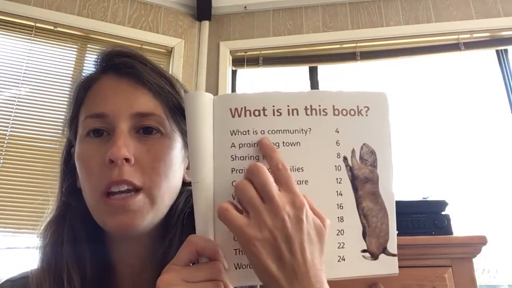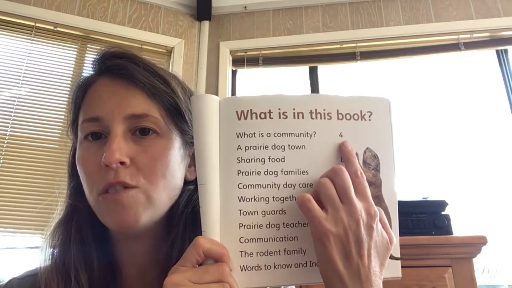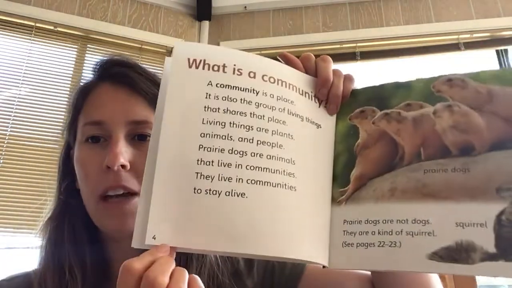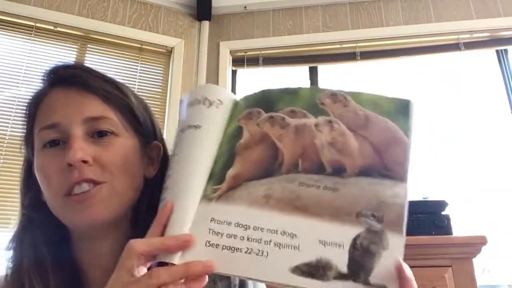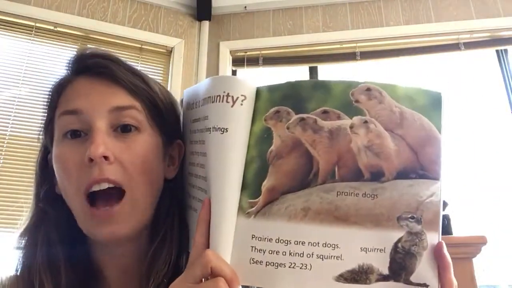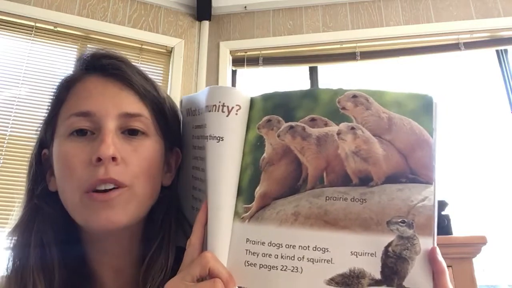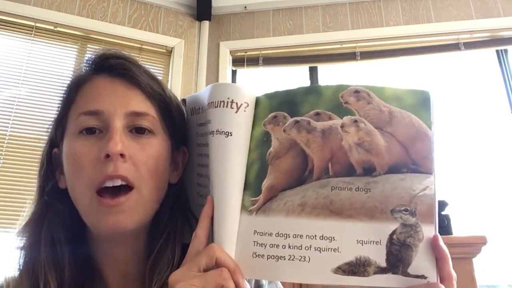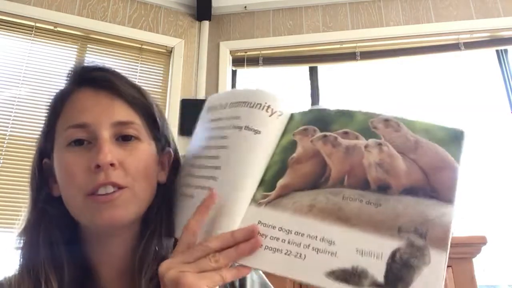So let's look at some of the topics. The first one, what is a community? And that's on page 4. So we can turn straight over to page 4. We look at our page number, and we can look at the illustration, the photograph. And I see a group of groundhogs. So I wonder if a community is a group of groundhogs or prairie dogs.